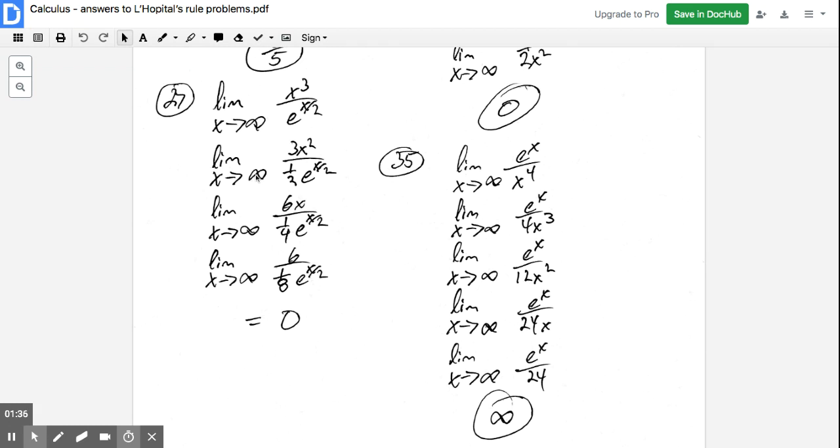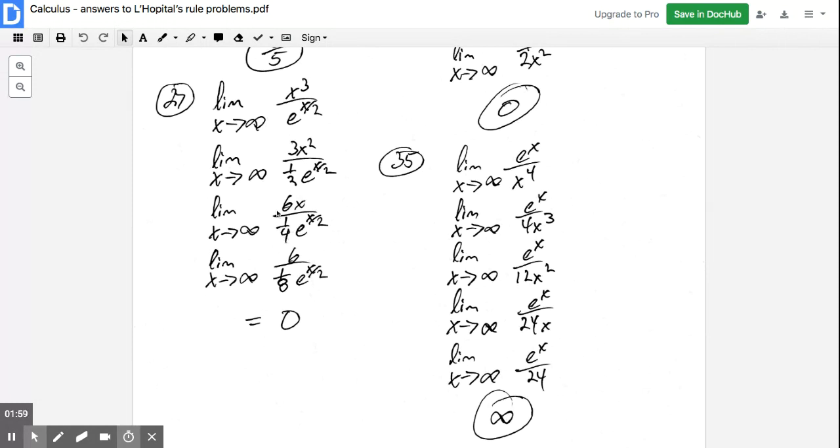Plug in infinity again. I get infinity in the numerator. I get infinity in the denominator. Infinity over infinity. We're still in indeterminate form, so that means I use L'Hopital's rule again. Derivative of 3x squared is 6x. Derivative of e to the x over 2 is 1/2 e to the x over 2. I've already got a 1/2 there, so 1/2 times 1/2 gives me 1/4.